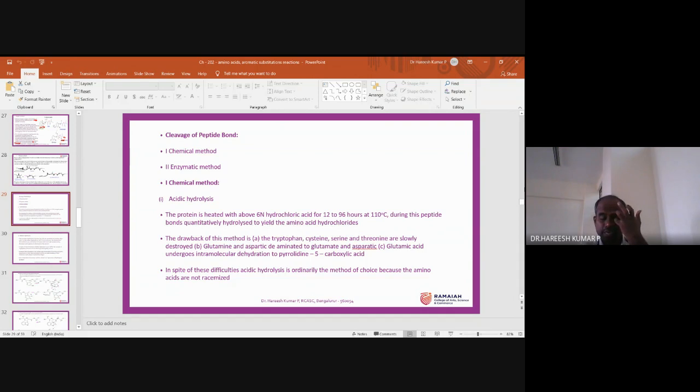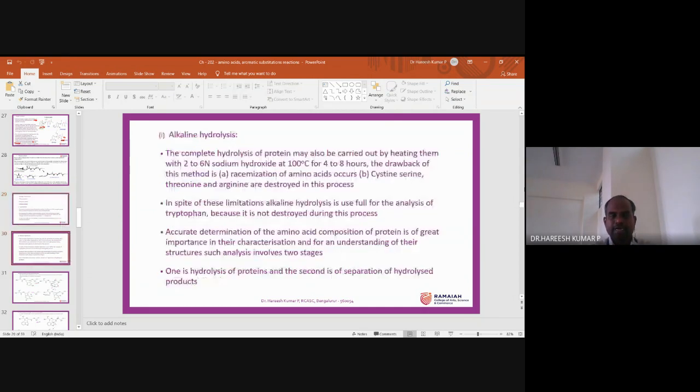So let's go to the basic method. Let's see what the advantages and disadvantages of the basic hydrolysis method of cleavage of peptide are. Here we are talking only about the cleavage of peptide. So, alkaline hydrolysis. The complete hydrolysis of protein may also be carried out by heating them with 2 normal to 6 normal sodium hydroxide at 100 degrees centigrade for about 4 to 8 hours. The drawback of this method is that racemization of the amino acid occurs.